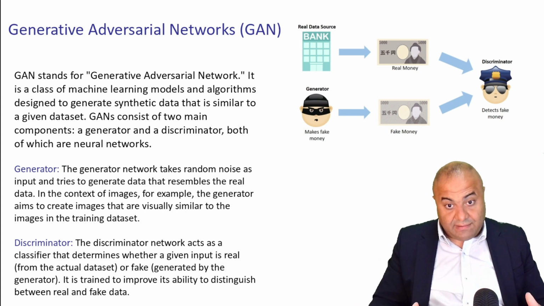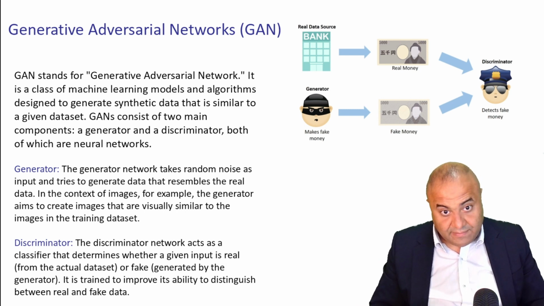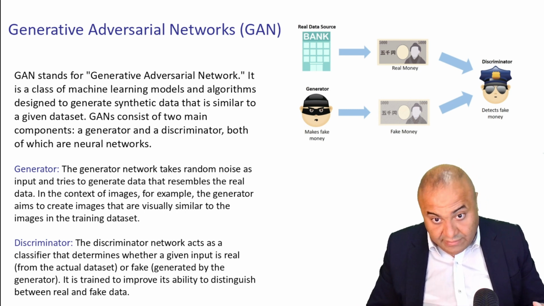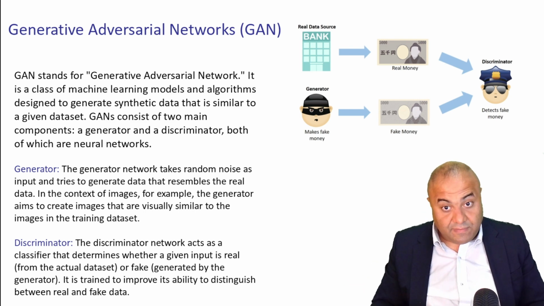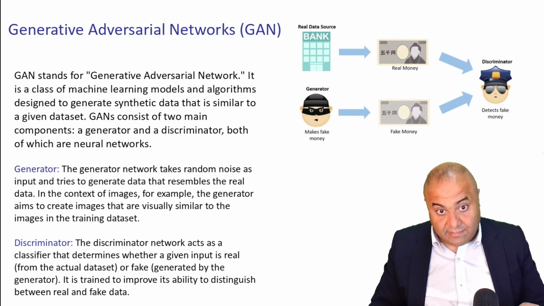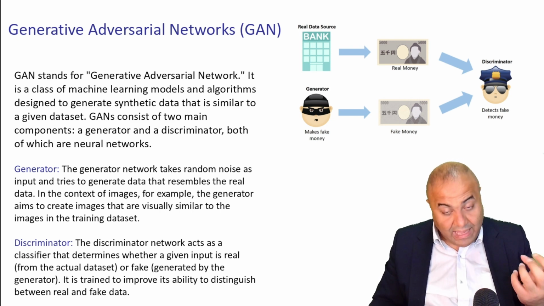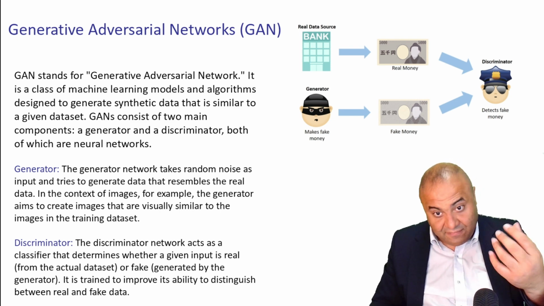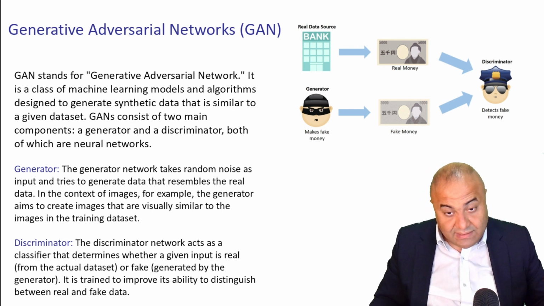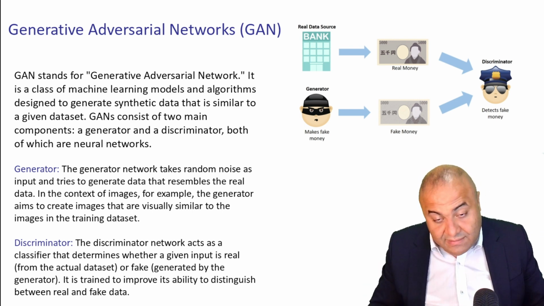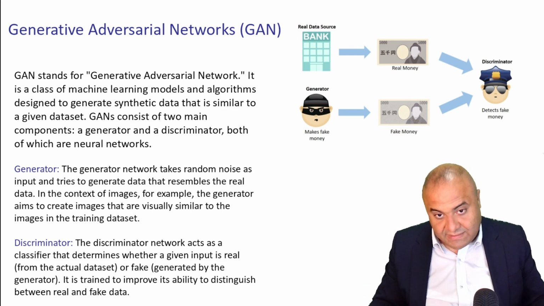The idea of GAN is we have two types of AI. The first one is a generator. The second type of AI is a discriminator. The generator is going to create fake images. In this case, a 5,000 yen currency, he's trying to fake an image of this currency.